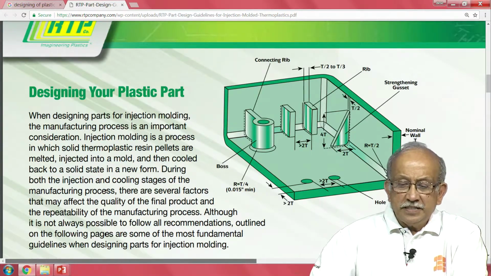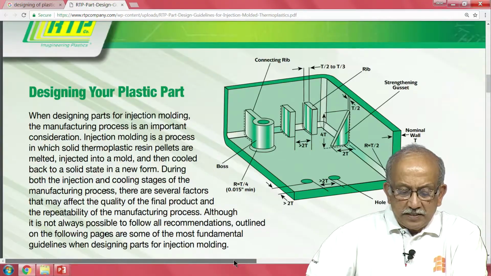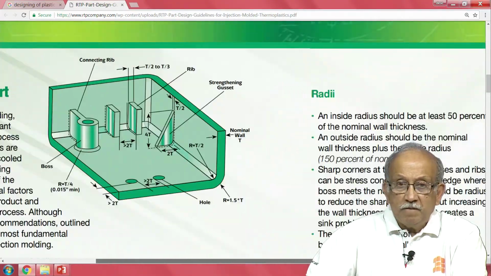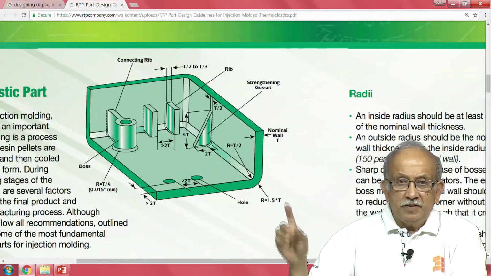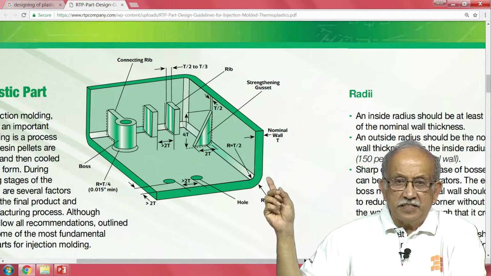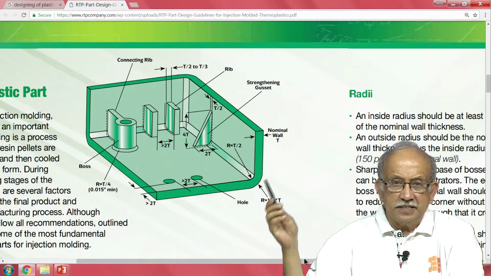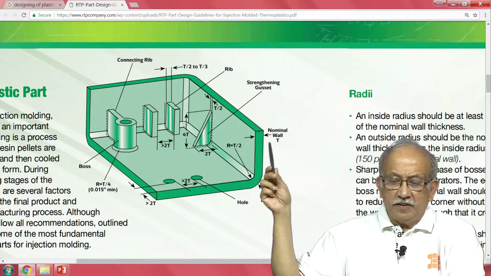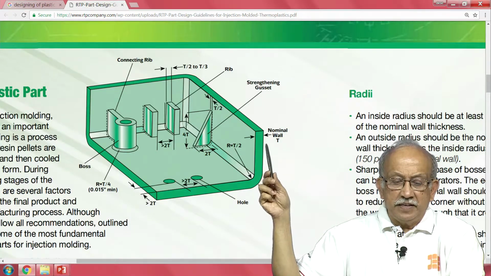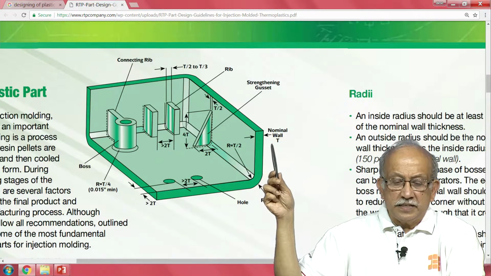So, details which are very much part of this, you have seen that all these details which are shown here as part of these things, seen that, no? All of these things are there, everything, everywhere. What should be the nominal wall thickness?